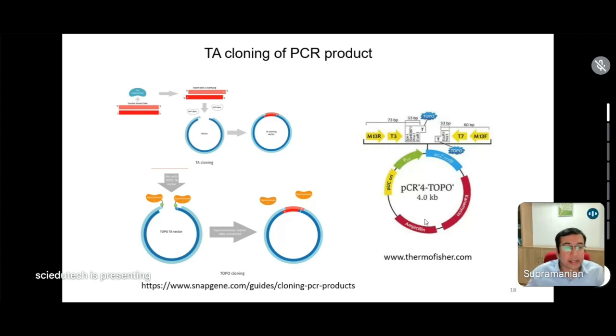So shown here is the easy and basic form of cloning called TA cloning, where you use the PCR product directly, inserting it into the vector of interest.